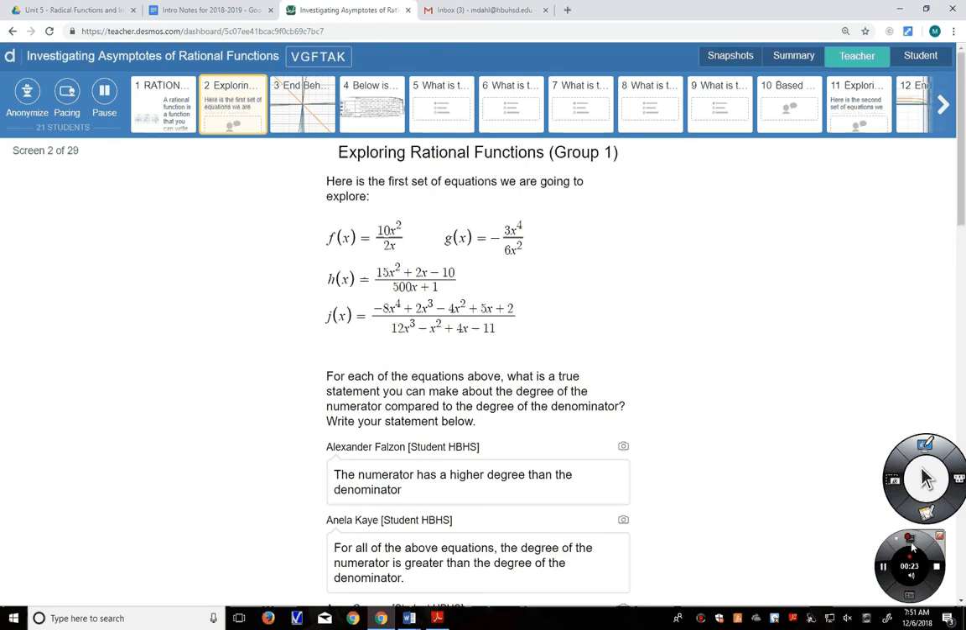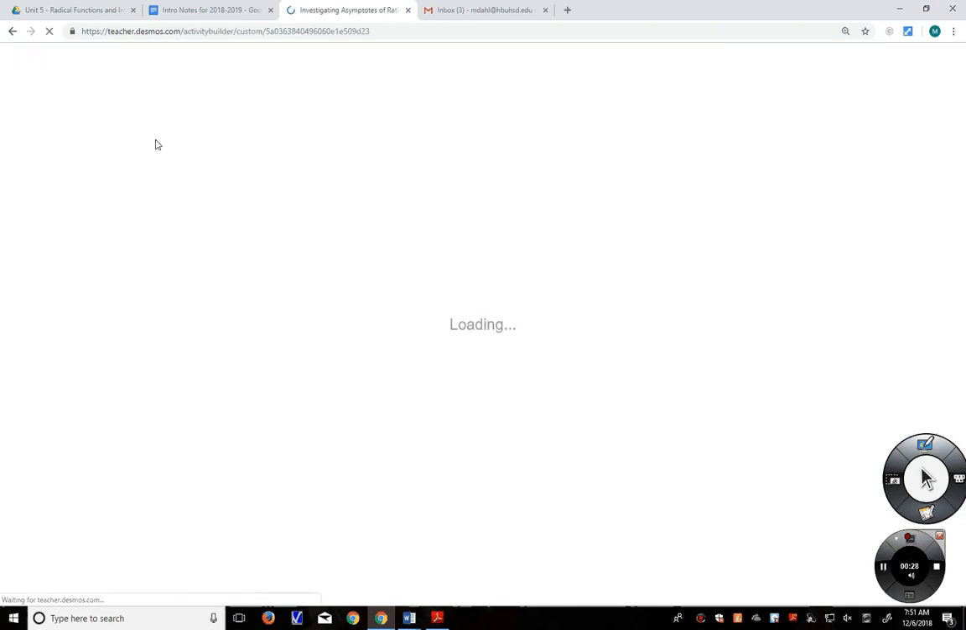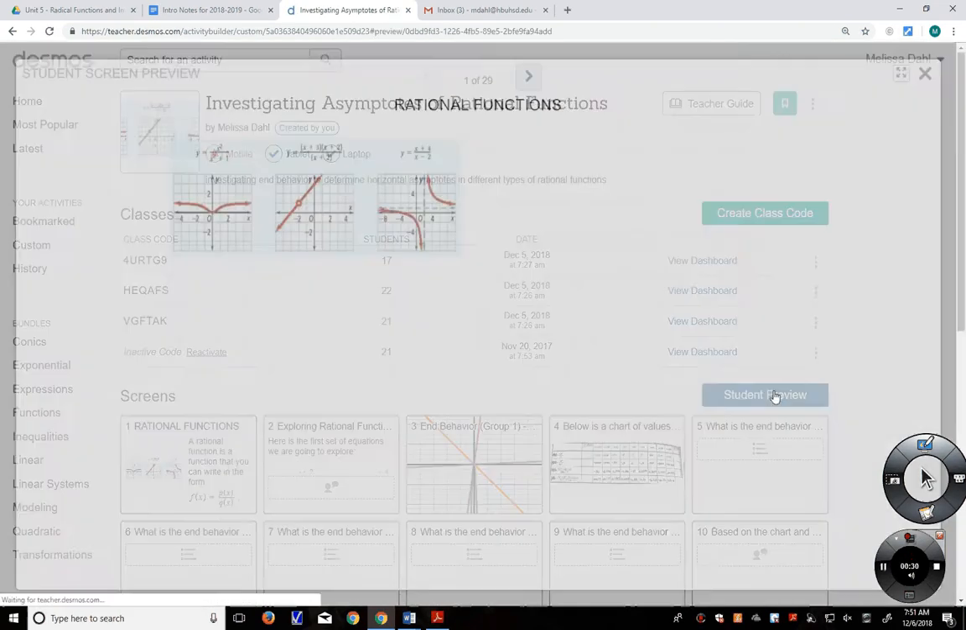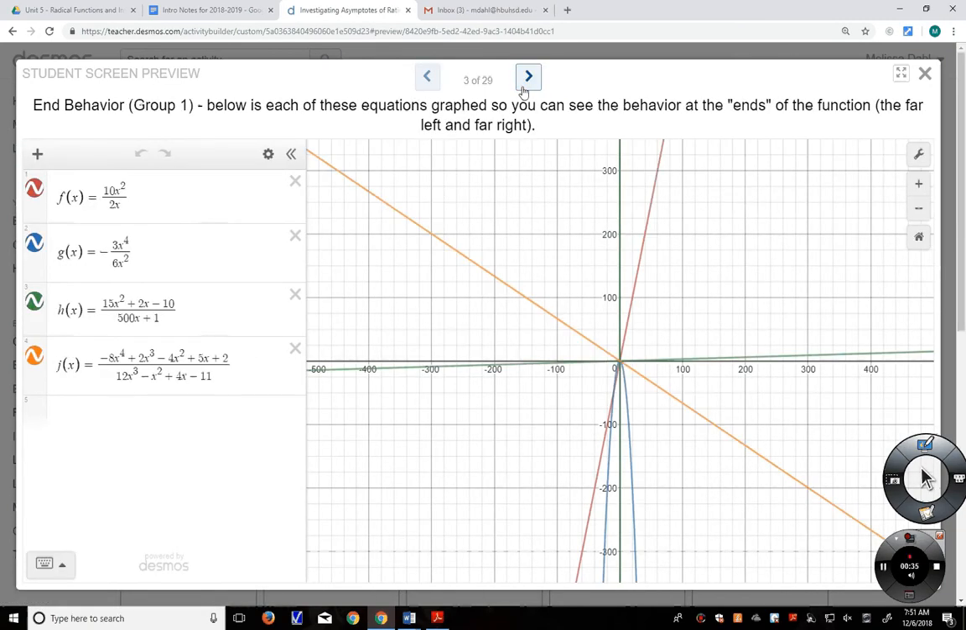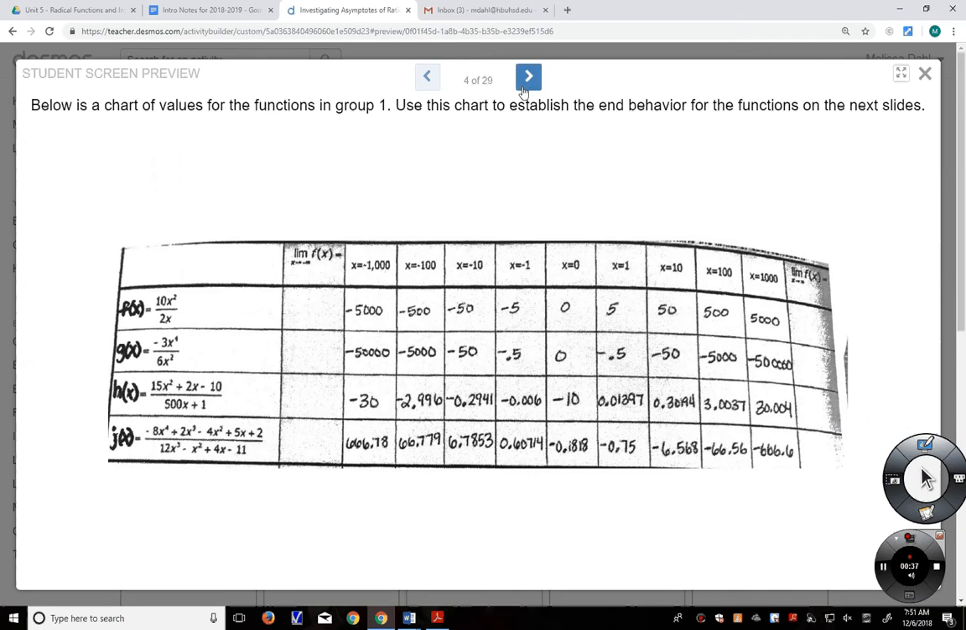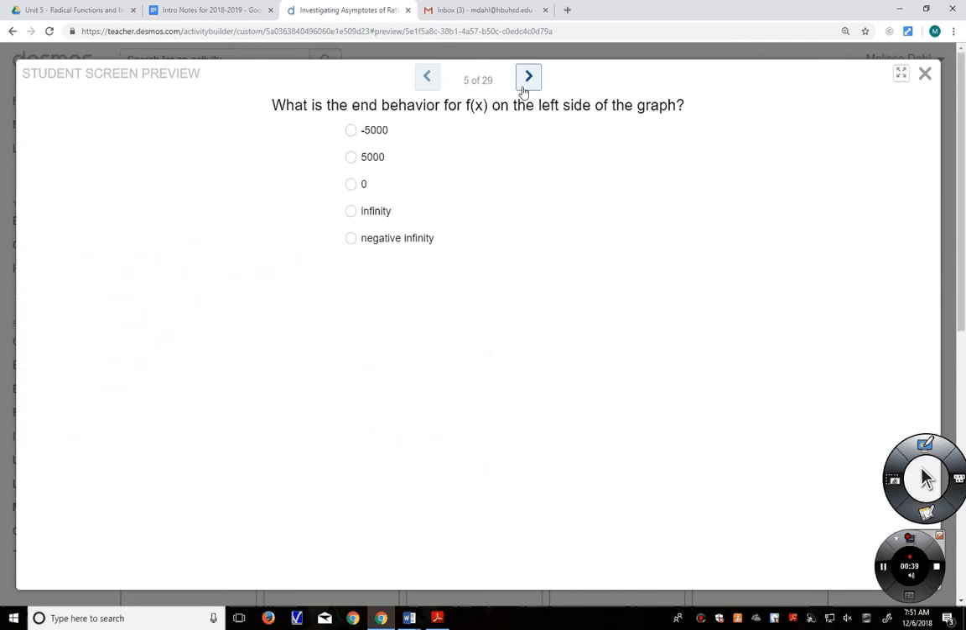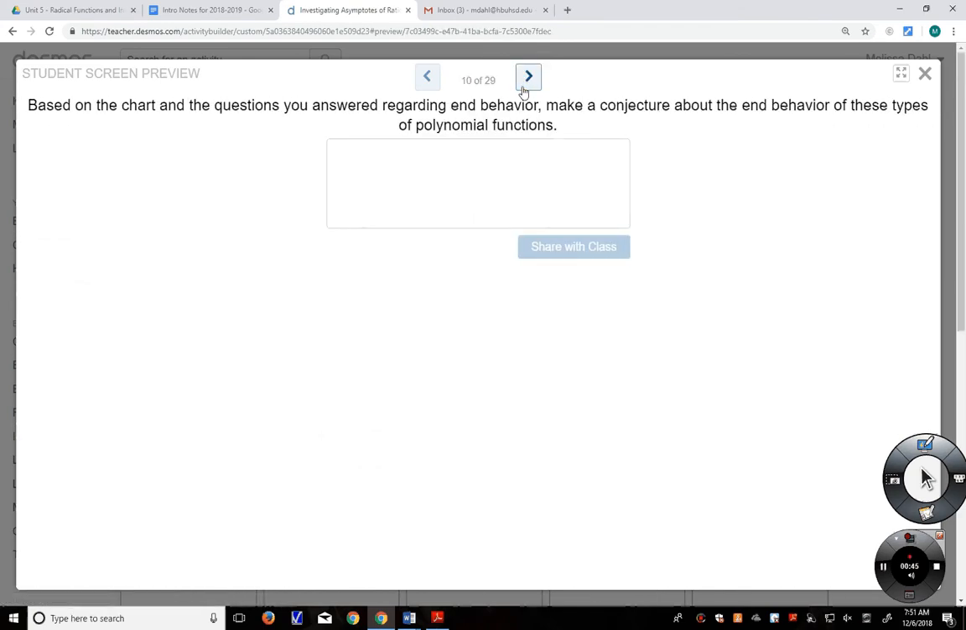And so then we want to talk about, here, I'll make it easier for you guys so you don't have to put people on blast. So then we went on to talk about looking at the graphs, looking at the number charts, and then answering some questions, seeing if we got them right or wrong, to talk about the end behavior. So what conjecture did you guys make in that group where the degree of the numerator was higher than the degree of the denominator? What was true about the ends of the functions, the end behaviors?